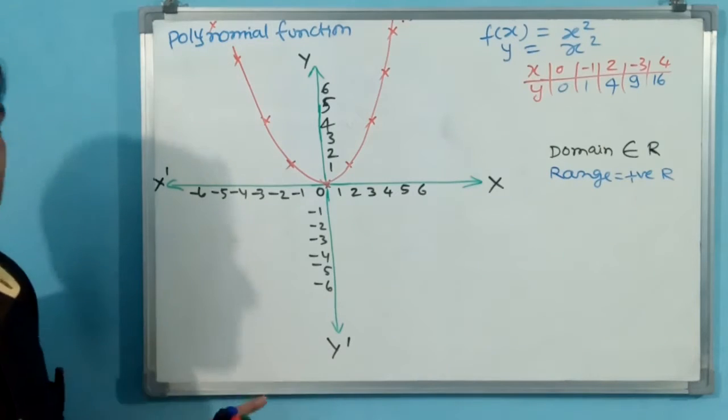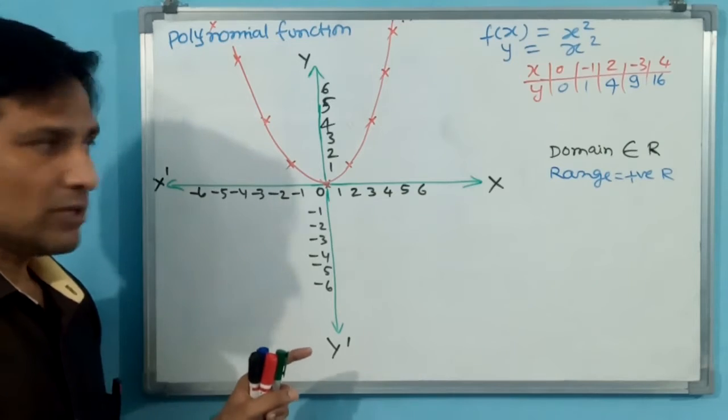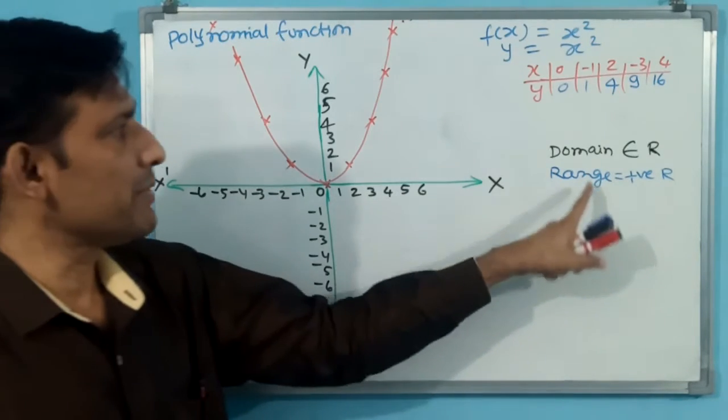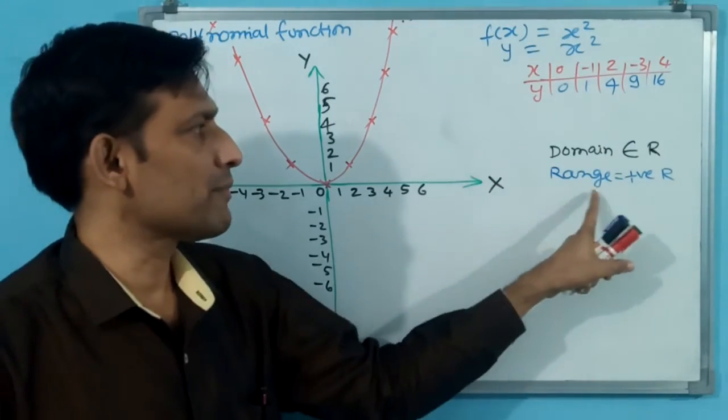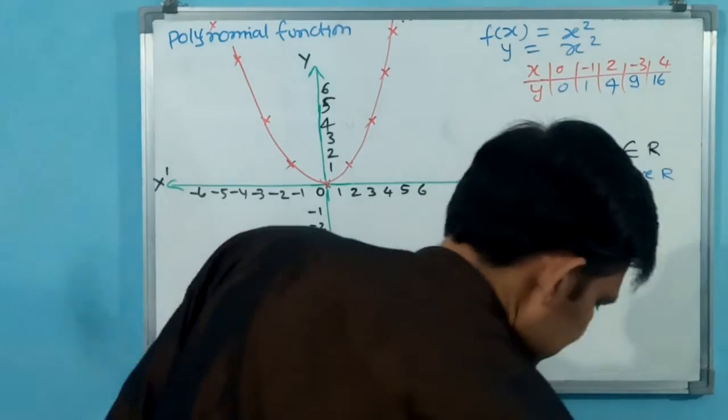Okay. Now we understand the graph of this. Shall we go for another function? But here these are very important. You see, domain R, but range is positive R. That you have to keep in your mind.